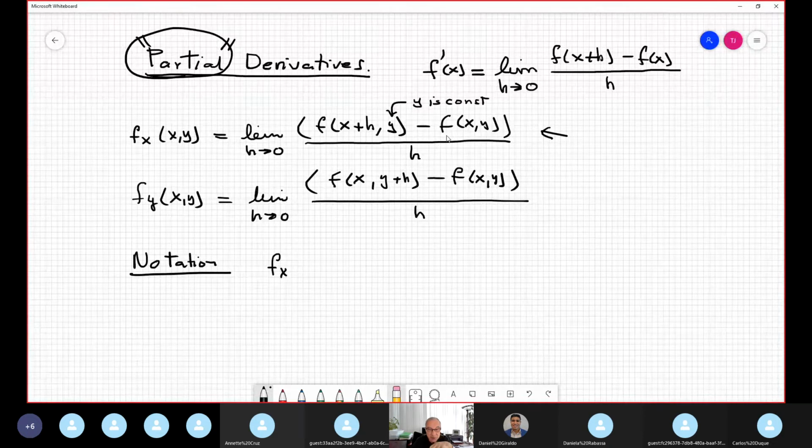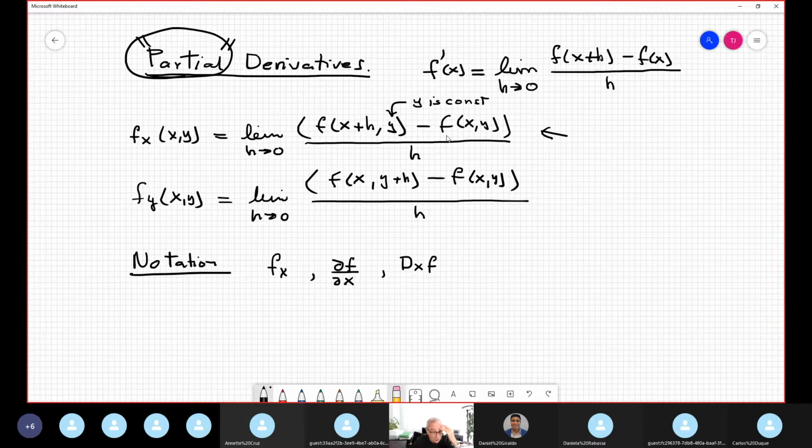Okay, let me see the geometric interpretation of this idea. This is one notation. Another notation is a little bit weird. It's something like this: delta f over delta x. It's a partial derivative with respect to x, the partial derivative of the function f with respect to x. And another notation is capital D x f.